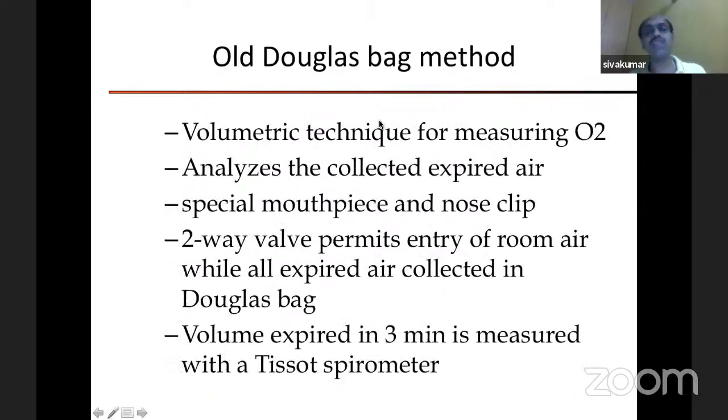The older Douglas bag method was using a mouthpiece and a nose clip. The entire expired air is collected through a valve into a Douglas bag, and it is collected for 3 full minutes in what is called a Tissot spirometer. So the spirometer measures the volume, assesses the oxygen percentage, and tells us the oxygen consumption.